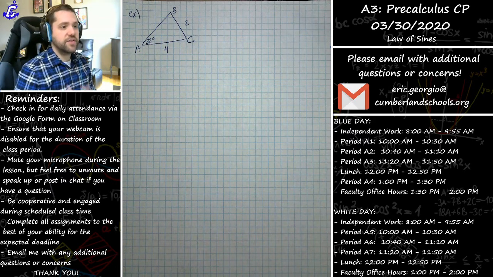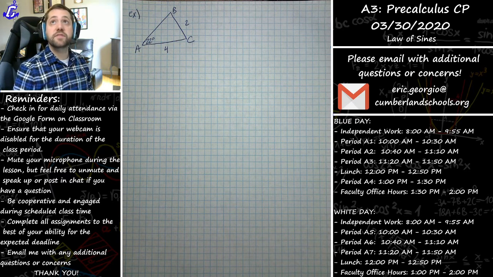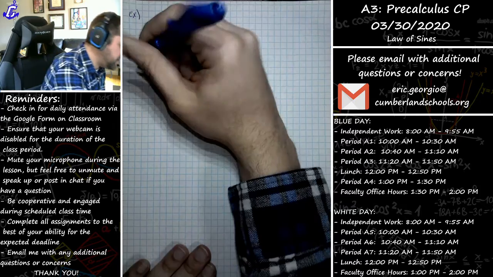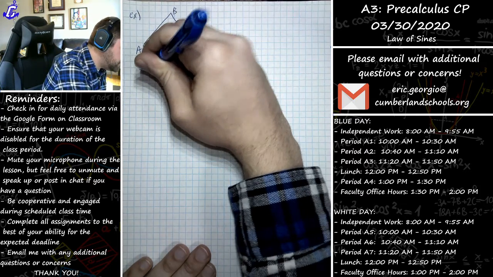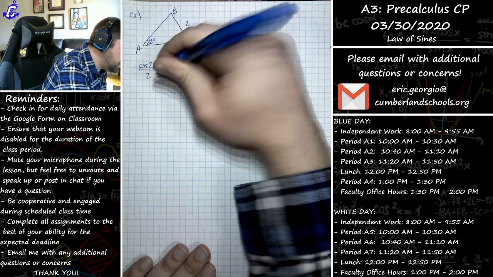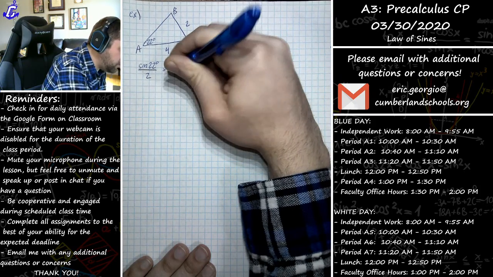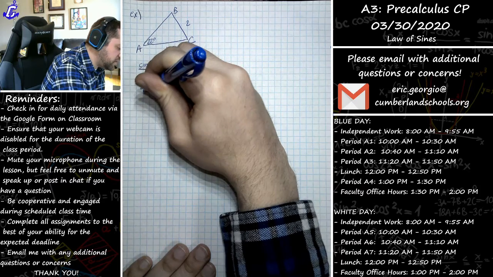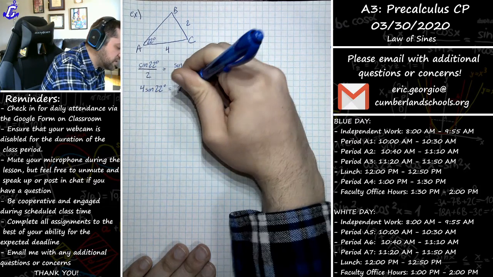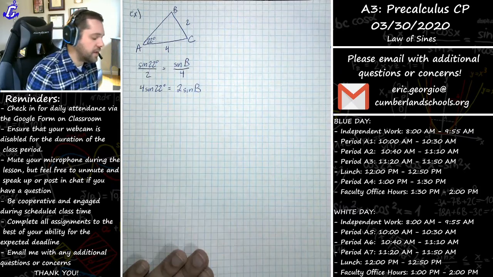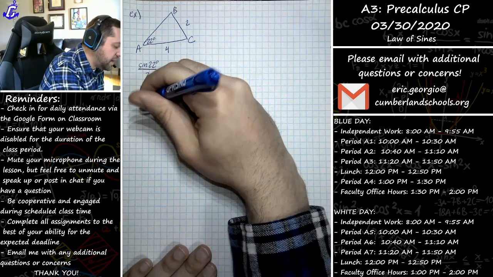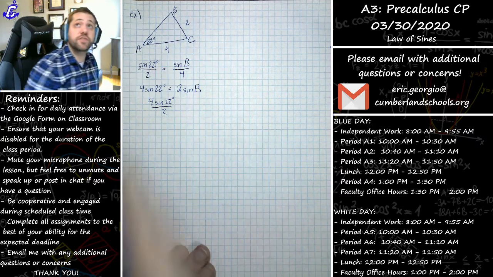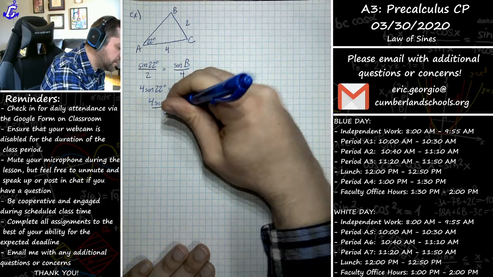Well, to try to solve this triangle using the law of sines, I would match the opposite sides and angles. I would say that the sine of 22 degrees over 2 should equal the sine of B, which I don't know, over 4. 4 sine 22 degrees should equal 2 sine B. Divide both sides by 2. You get 4 sine of 22 over 2, which you could reduce to 2 sine 22, equals sine of B.